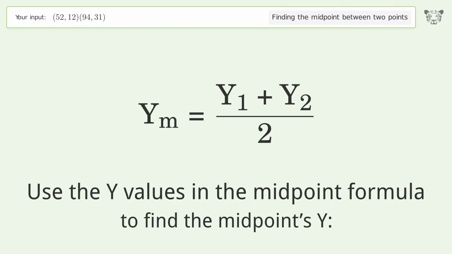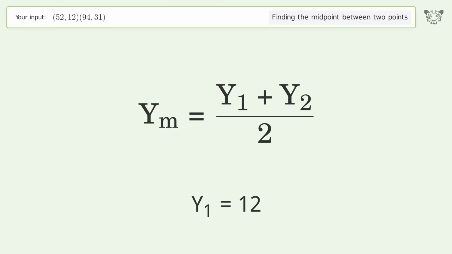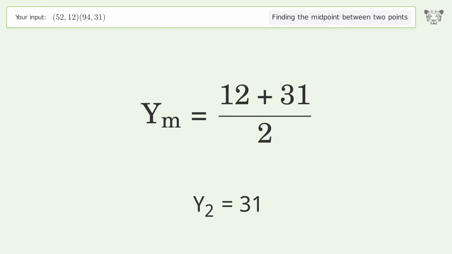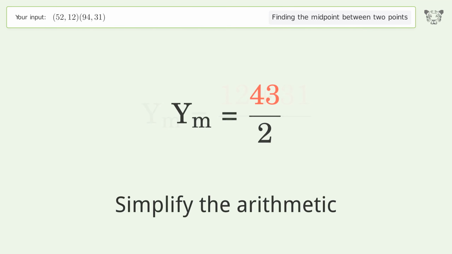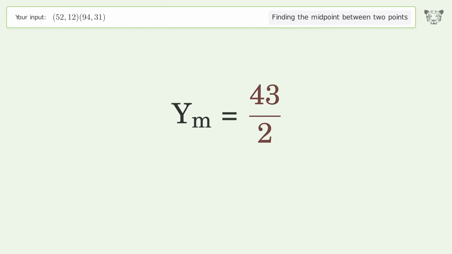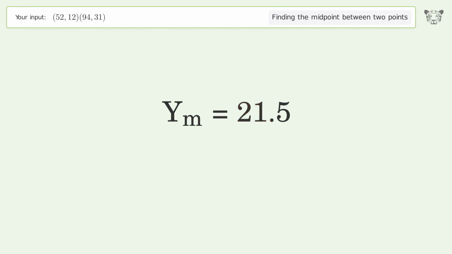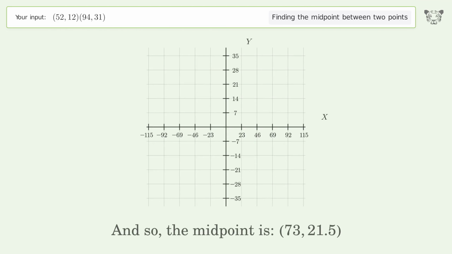Use the y values in the midpoint formula to find the midpoint's y. y1 equals 12. y2 equals 31. Simplify the arithmetic. And so, the midpoint is 73, 21.5.